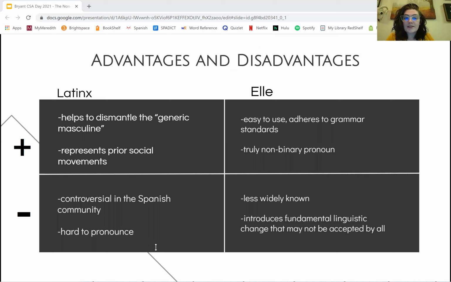So the benefit of Latinx is that it helps dismantle the generic masculine that Spanish possesses. In this way, it's much more of a feminist term and talks about the equality between the sexes and represents prior social movements. However, it is controversial in the Spanish community because it's hard to pronounce. Elle is easy to use and adheres to grammar standards that Spanish speakers are already familiar with, and it's truly a non-binary pronoun that's not associated with a gendered social movement like feminism. However, it's less widely known than Latinx and introduces a fundamental linguistic change that might not be accepted by everyone.